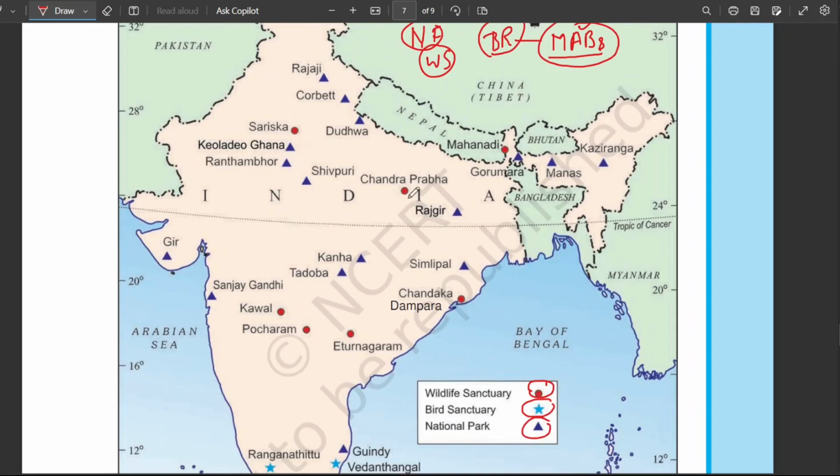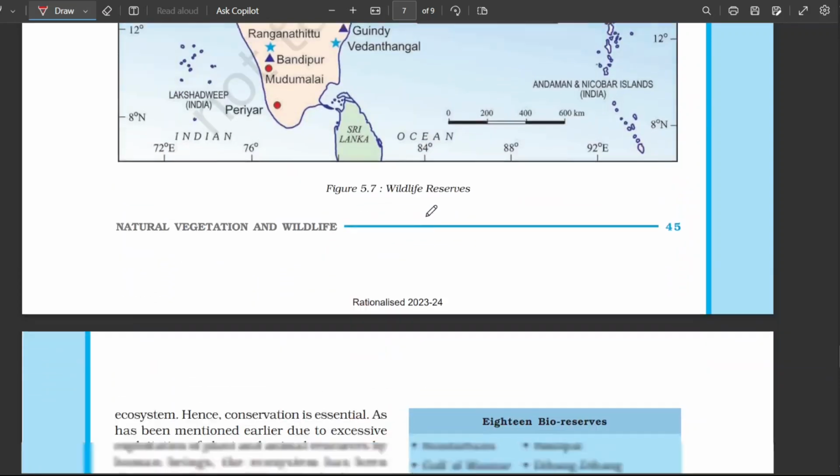So national parks are very important: Rajgir, Dudhwa, Corbett, Rajaji. So try to locate them. You can also refer and make a list of their flagship species, flora and fauna, and such other developments you can note at one place.